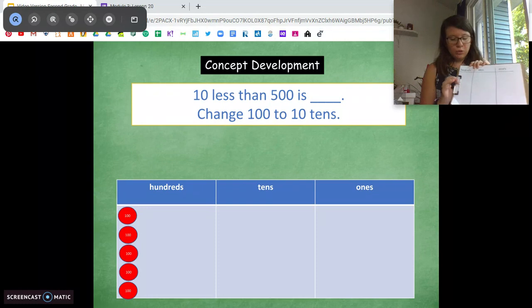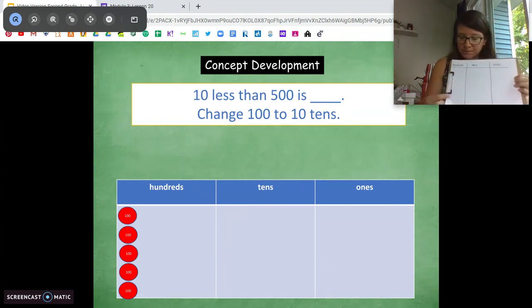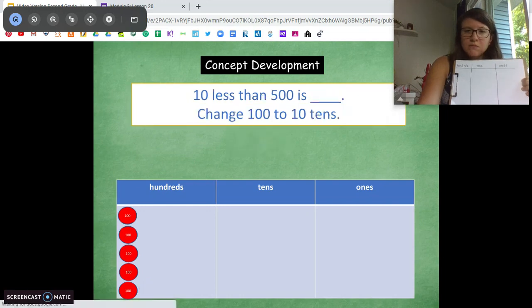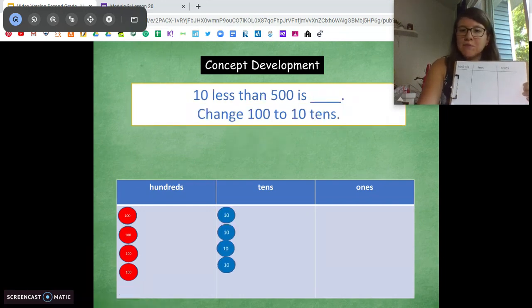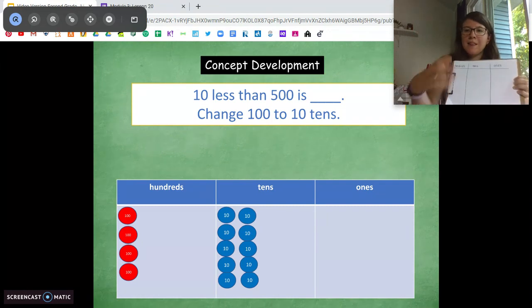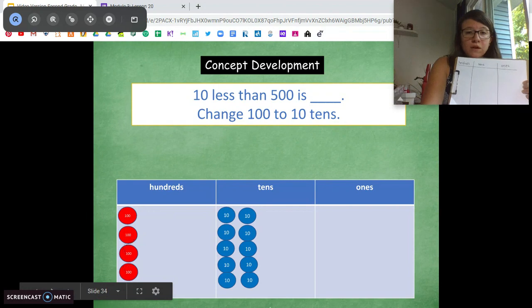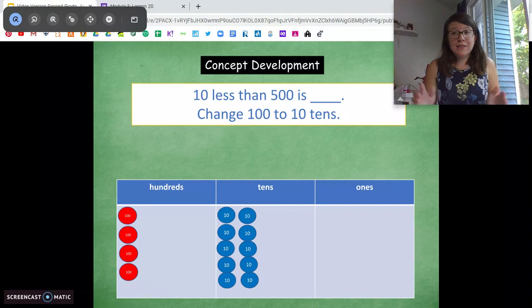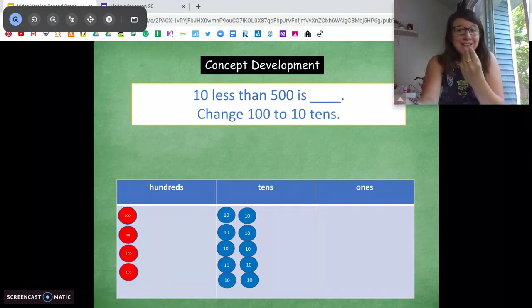So in order to figure out what 10 less is, I want to take one of these hundreds and change it into 10 tens. So take one of your hundreds discs away and then put 10 tens in its spot. That's still going to equal 500, right? 100, 200, 300, 400, and then we have those 10 tens that equal 500. Now, we're just moving them around to make it easier for us to figure out what 10 less is. So now we can take 10 away easily.